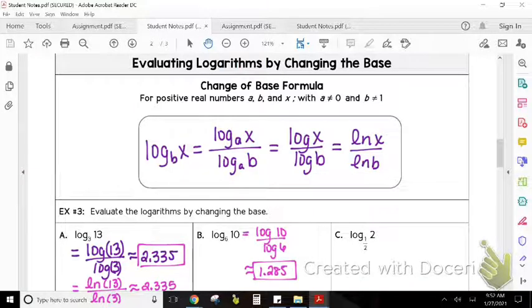And let's do C, but let's use natural logs this time. So it's the same idea, the natural log of the taller number over the natural log of the base. I'm going to put this in my calculator, and it gives me -1, which means I could have worked out that log base 1/2 of 2 by doing that b to the y equals x, because we got a whole number answer.